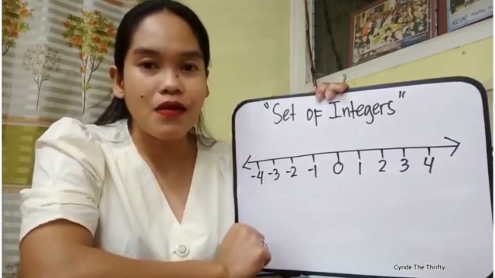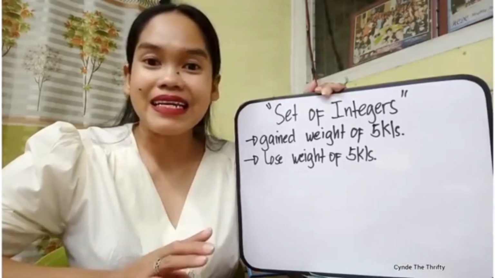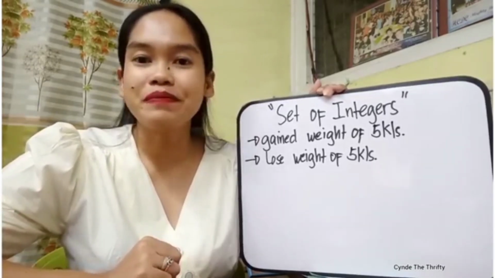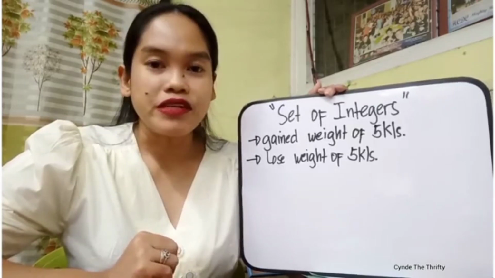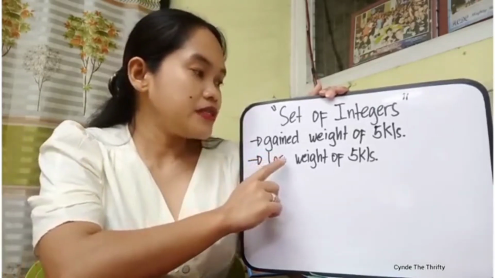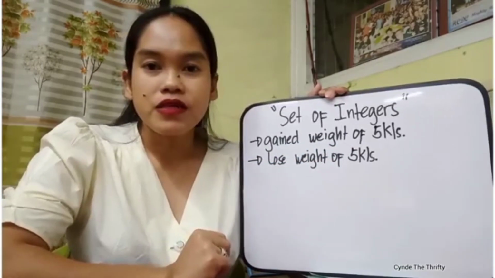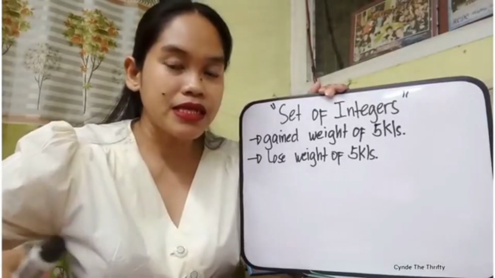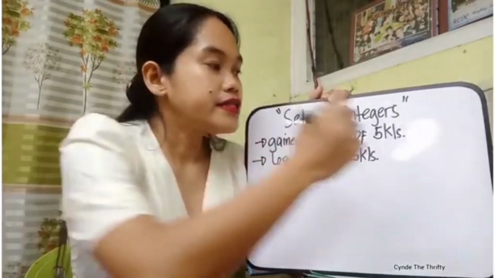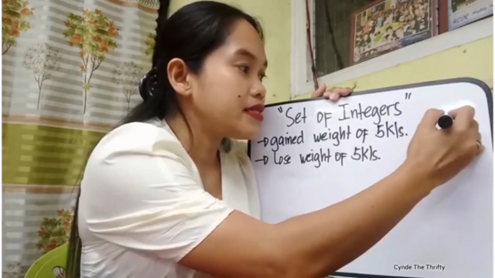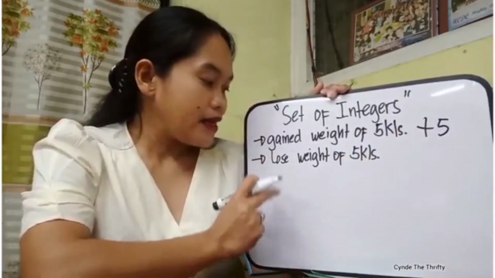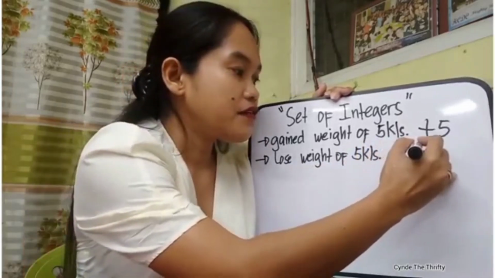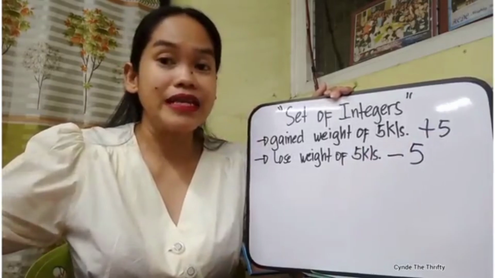So, magkabaliktad silang dalawa. Bakit kailangan pag-aralan natin ng set of integers? Because real life situations can be represented by integers. For example, we have here gained weight of 5 kilos. Ibig sabihin, nagdagdag siya ng timbang na 5 kilos. Paano natin i-represent itong gained weight of 5 kilos? We represent it as positive 5, while lose weight of 5 kilos can be represented as negative 5.